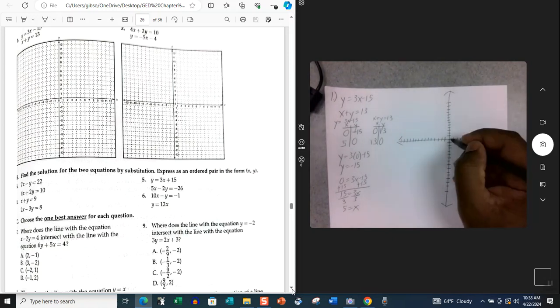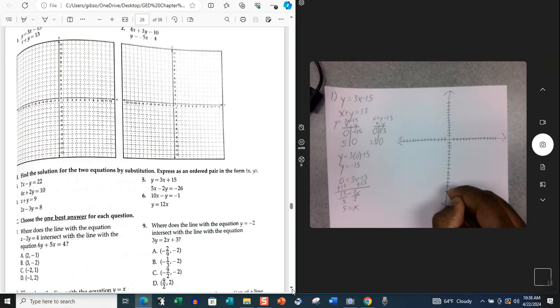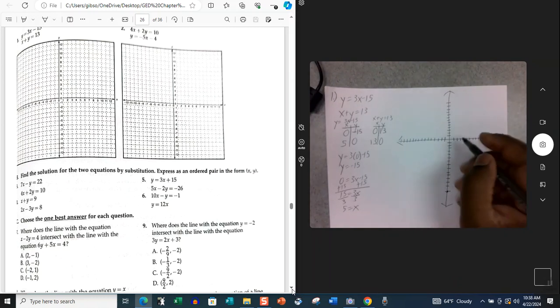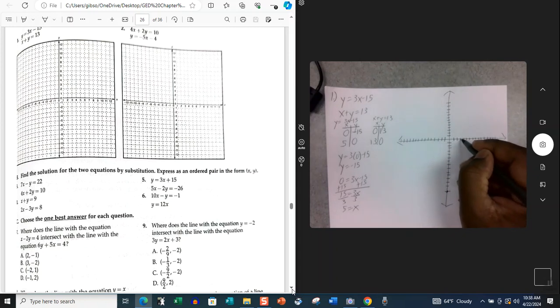So first thing we would do is 0, negative 15. Remember, we started at the origin. We'll go down 15: 1, 2, 3, 4, 5, 6, 7, 8, 9, 10, 11, 12, 13, 14. So this is 0, negative 15. And then next we do 5, 0. So we'll go back to the origin. We'll go 1, 2, 3, 4, 5.